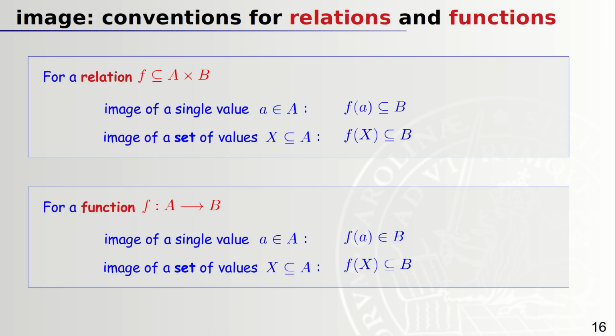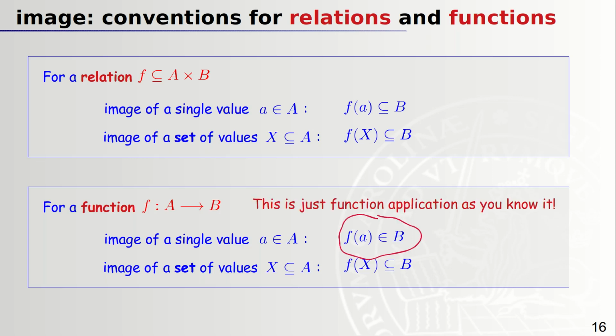Therefore, we will consider the image of a single value under a function to be an element of the codomain, not a set of elements. That is, not a subset of the codomain. This is, of course, so that we can use functions and their images in the way we're used to. Computing the image of a single value is simply good old-fashioned function application to that value. And the result of this is an element in the codomain.